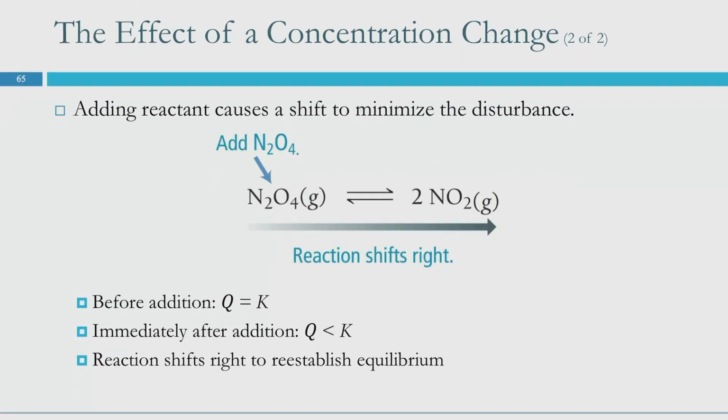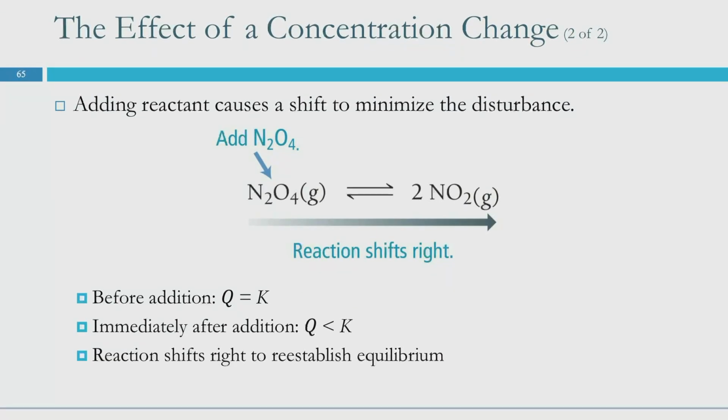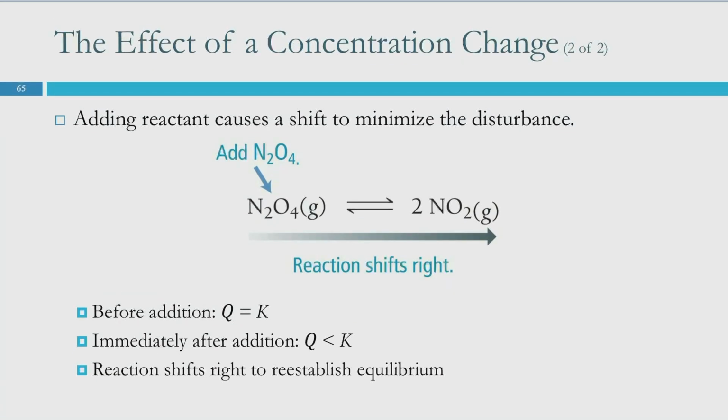We can also add reactant. And just like before, that causes it to shift away. We've increased the forward reaction rate. Shifting away from what we added.